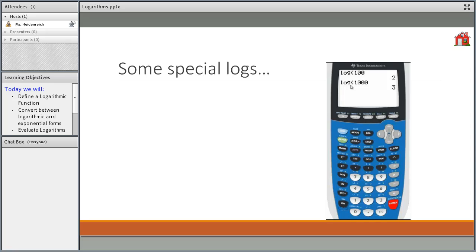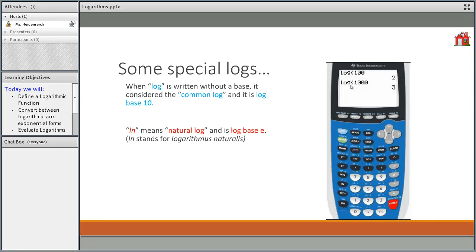Okay, lastly, before we get into some more nitty-gritty problems, there are some special logs. I call them special because they have special names. So when you see log written without a base, it's considered a common log, and it's just log base 10. So they don't write the 10 in when it's log base 10. And ln stands for natural log, and it's for log base e. They will never write log with a base of e. They're always going to write ln, standing for natural log. And those are special logs because we use them so often, and so they just have a special notation.